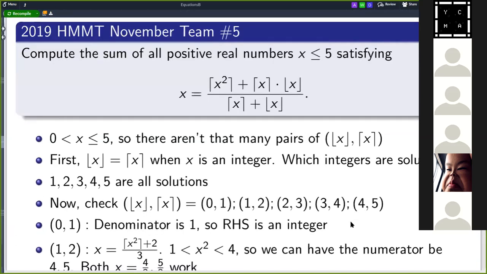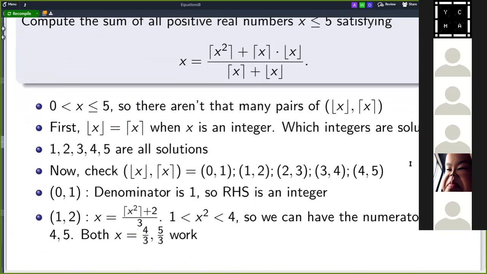So we can check this. If x is equal to 4/3, we get 16/9, and the ceiling of 16/9 is 2. Yeah, you might have thought it was floor. So ceiling of 16/9 is 2, so 2 plus 2 over 3 is 4/3. And 5/3, if we square it, becomes 25 over 9. The ceiling is 3, so now 2 plus 3 over 3 is also 5/3. So 4/3 and 5/3 work. That's interesting. Now let's do 2, 3.